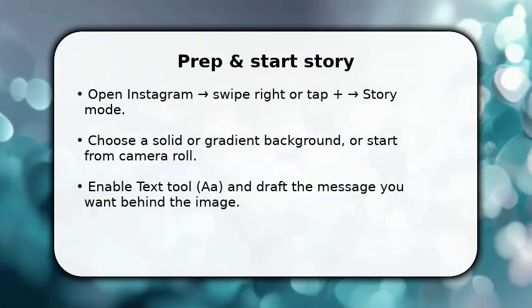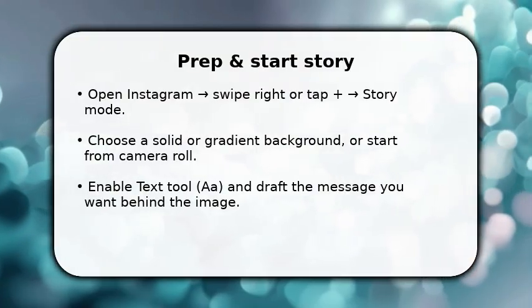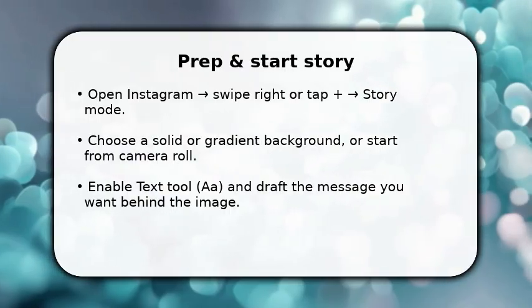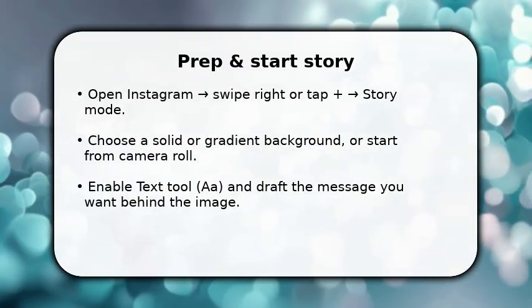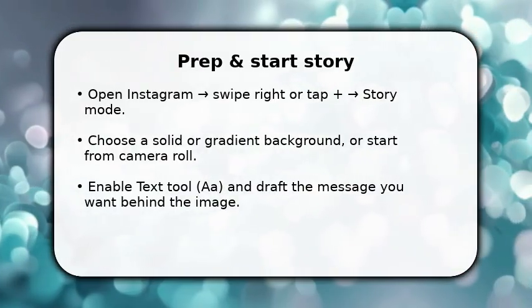You start by opening Stories and picking a plain background so your text will read under the photo. Once you're in, tap the text tool and type the full copy you want sitting behind the image. Make the text size and color clearly visible, darker text on light backgrounds, or vice versa.